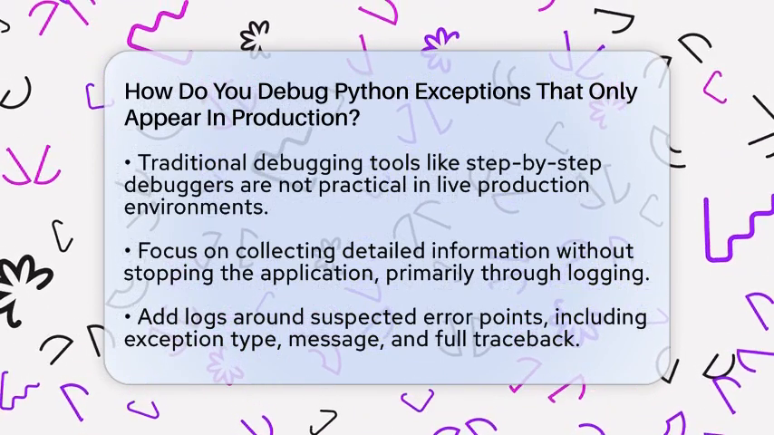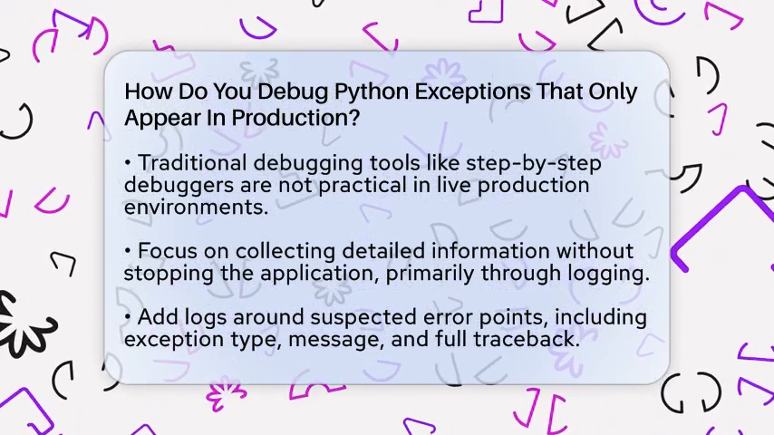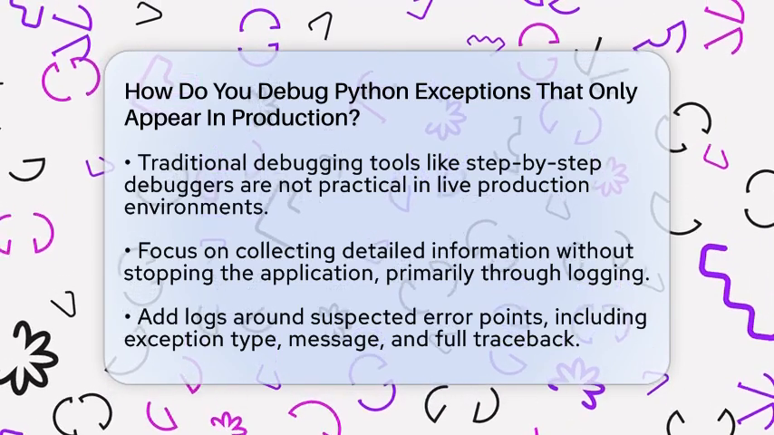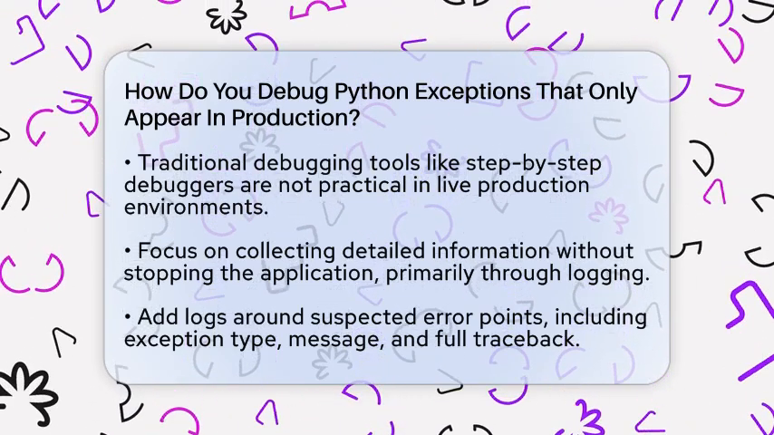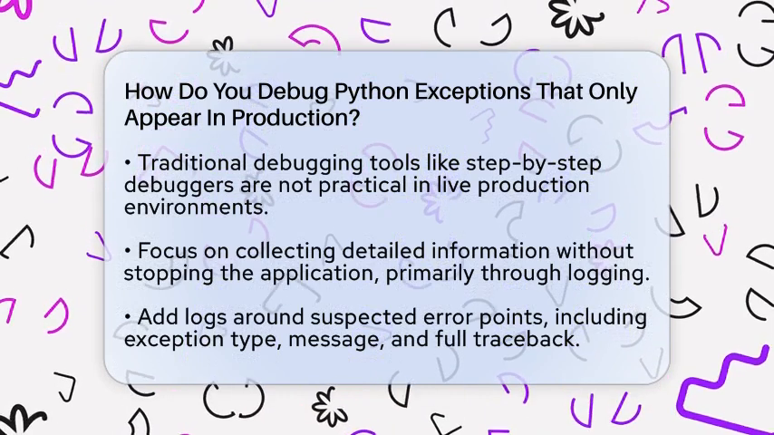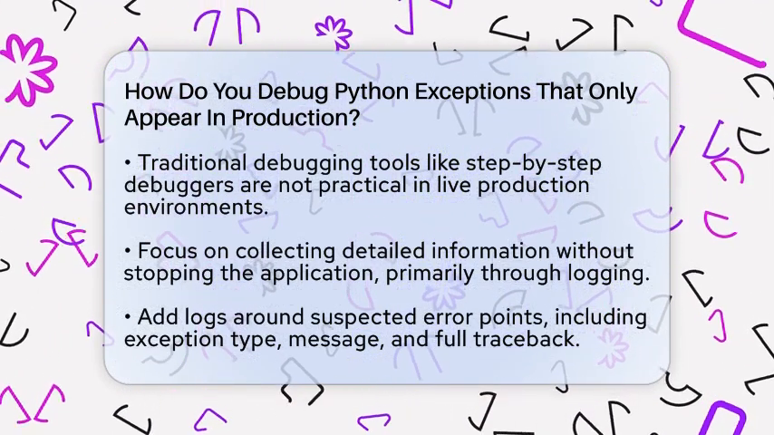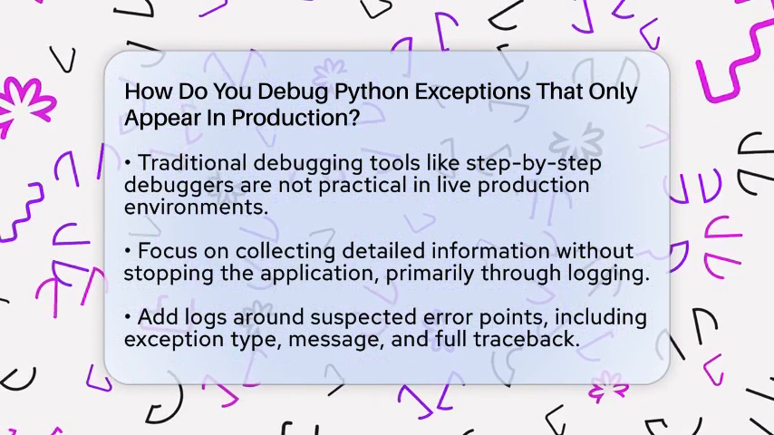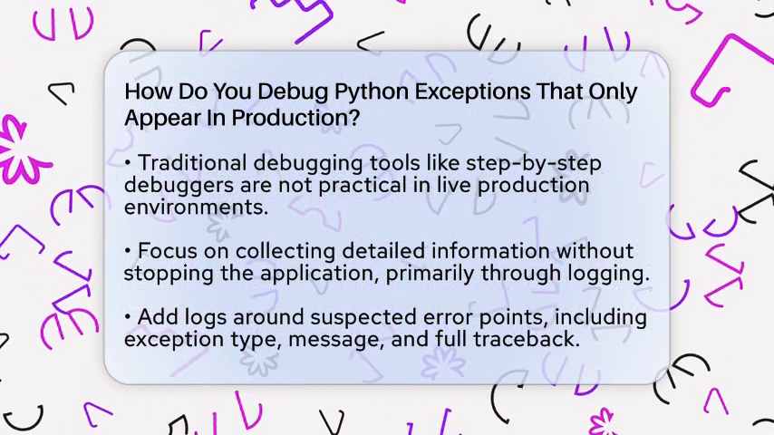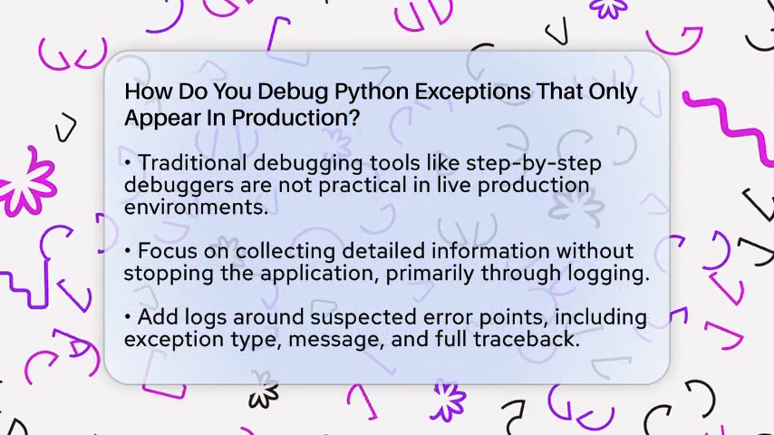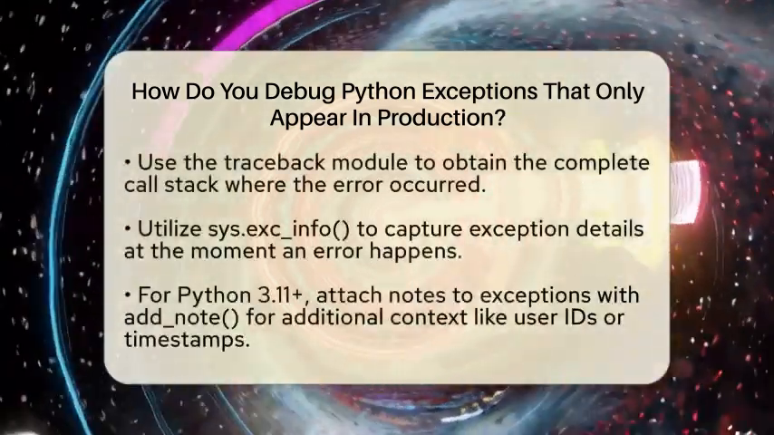First, remember that traditional debugging tools like the Python debugger, which lets you pause and step through code, are not practical in a live setting. Instead, focus on gathering as much information as possible without interrupting service. Start by adding detailed logging around the parts of your code that might cause errors. Log the exception type, message, and full traceback.